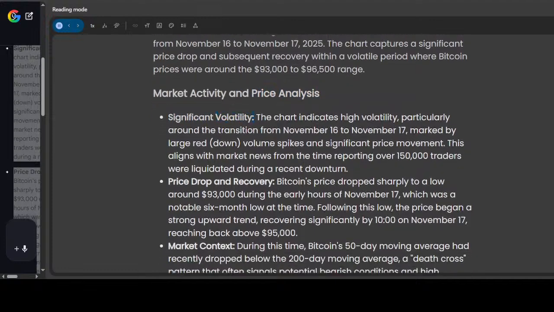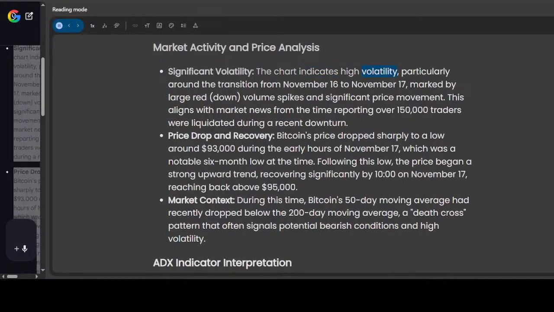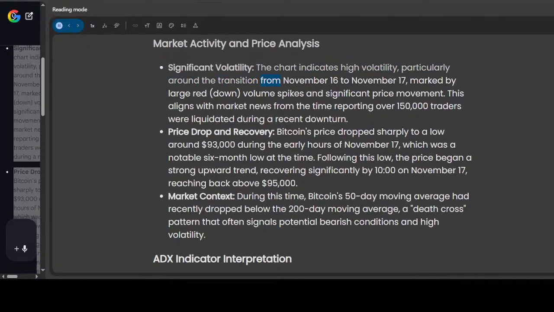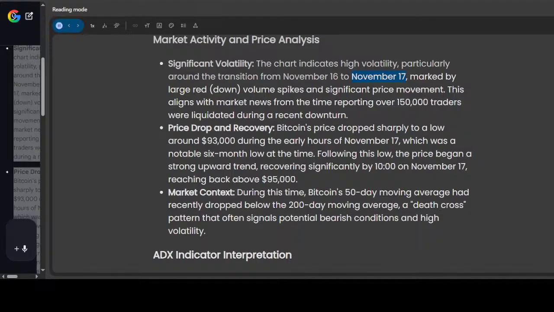Significant volatility. The chart indicates high volatility, particularly around the transition from November 16 to November 17, marked by large red down volume spikes and significant price movement. This aligns with market news from the time reporting over 150,000 traders were liquidated during a recent downturn. Price drop and recovery. Bitcoin's price dropped sharply to a low around $93,000 during the early hours of November 17, which was a notable 6-month low at the time.